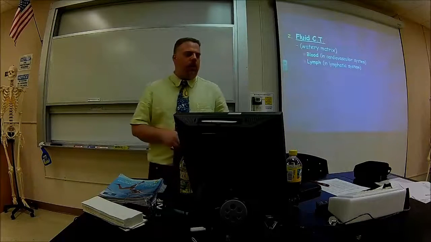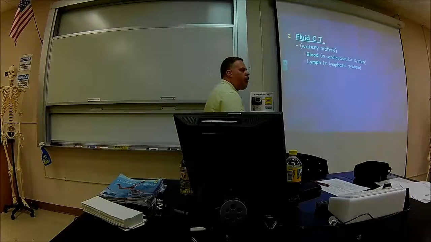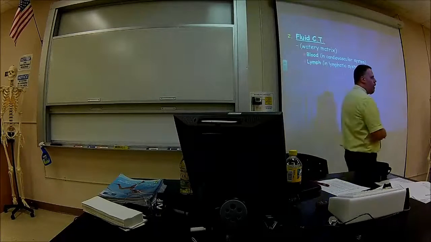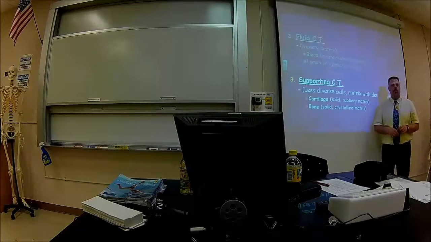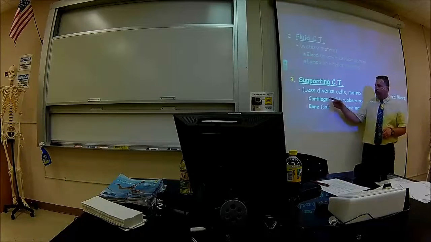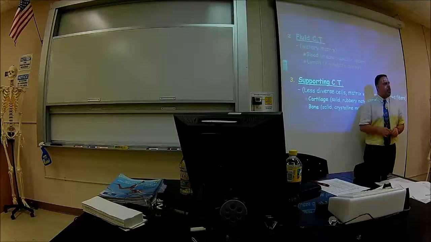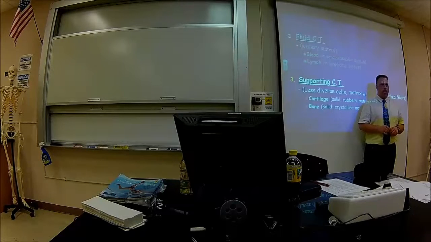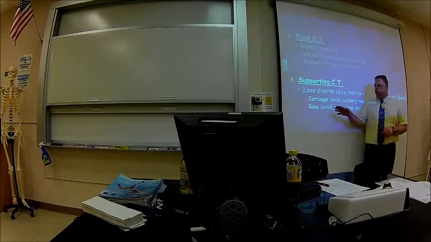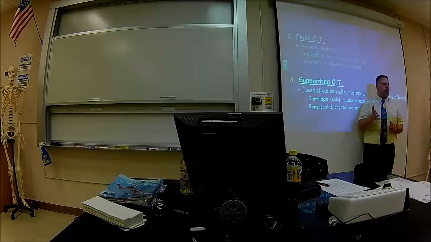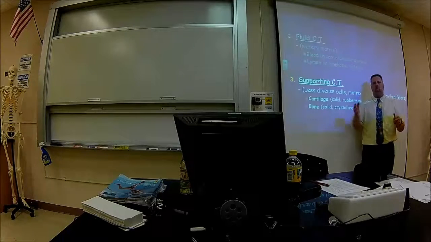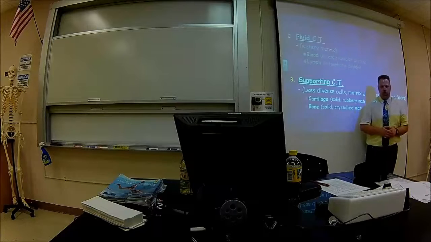Fluid connective tissue is blood and lymph, but we're going to concentrate on blood. Then we have supportive connective tissue that is going to be cartilage and bone. There's 3 types of cartilages, and you'll get to know that like the back of your hand. Don't worry about that. Okay? And bone, we're going to talk about too, but we have a whole section on bone in lecture that we're going to talk about how bone is formed. You got spongy bone and compact bone. We'll get into that too.